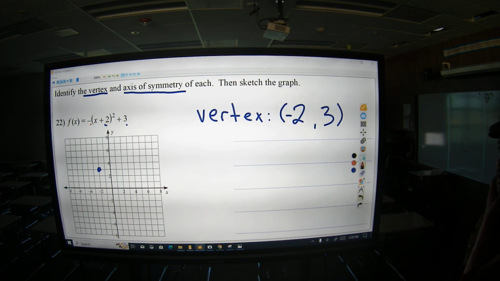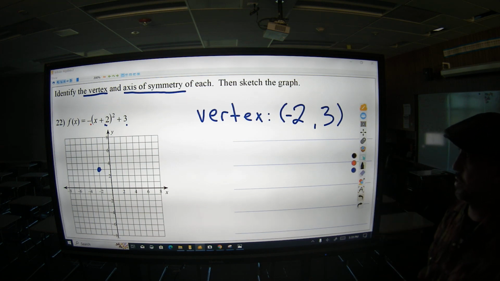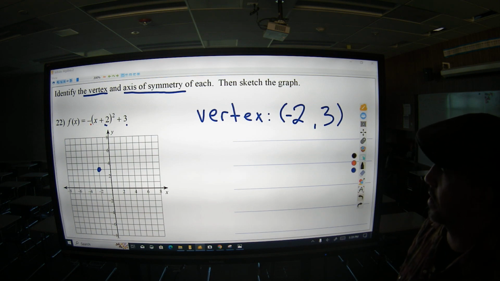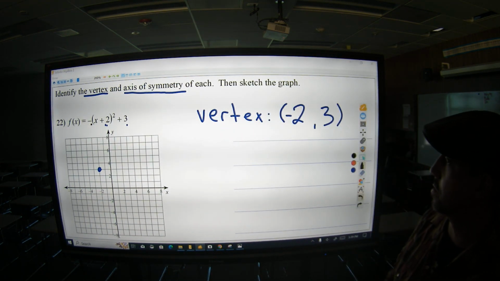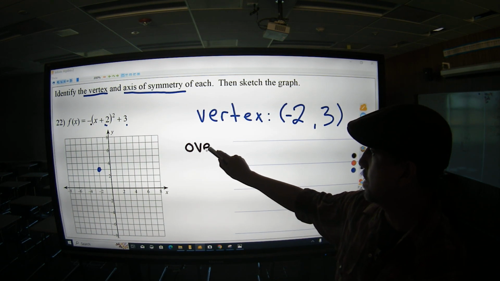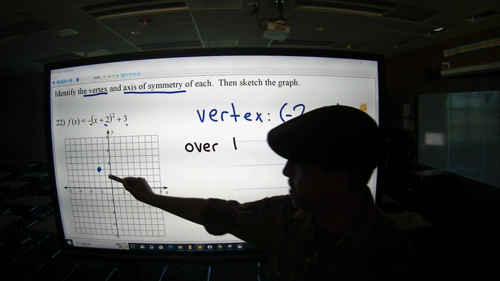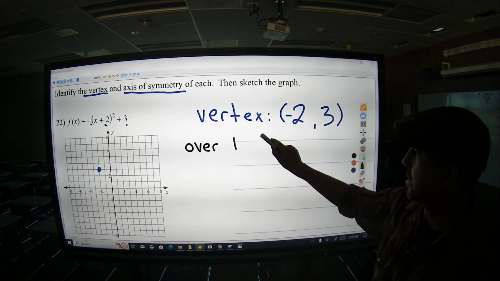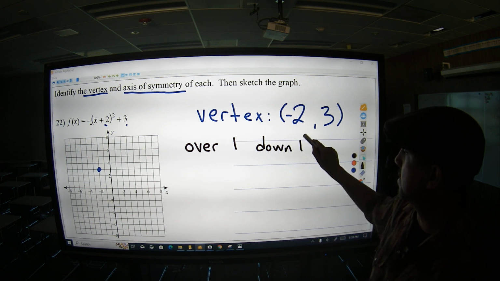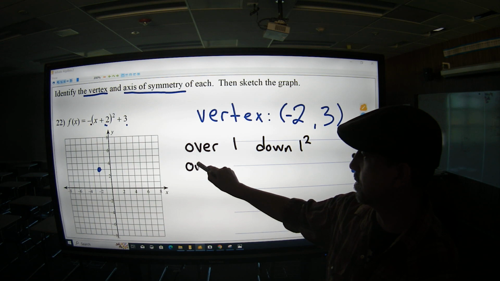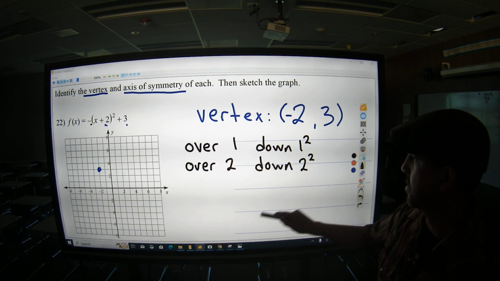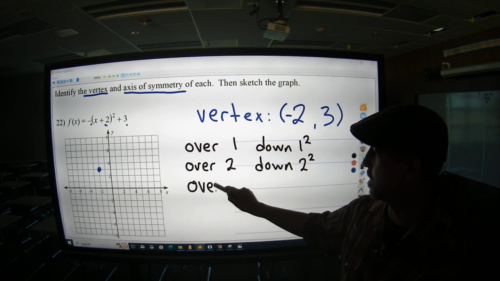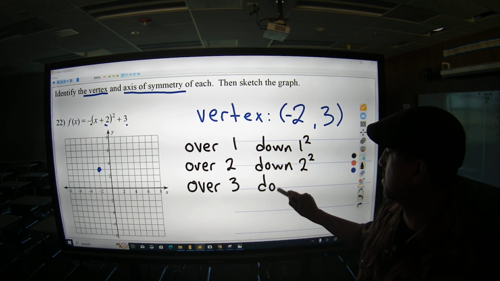Now, I've been using this example for you guys for a while, and we've been kind of used to it, but it's been a little bit since we talked about this in class because we've been working on factoring. So again, in the case where we're doing a negative leading coefficient, instead of going up, we're going down. And so the pattern that I've been trying to get everybody to see is that if we go over 1 from the vertex, then I have to go down 1 squared. And likewise, if I go over 2 from the vertex, then I have to go down 2 squared. If I go over 3 lattice points from the vertex, then I would be going down 3 squared.